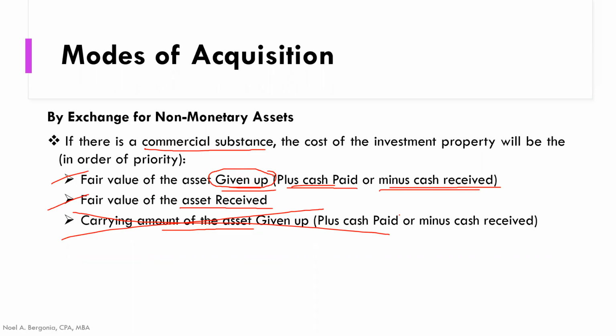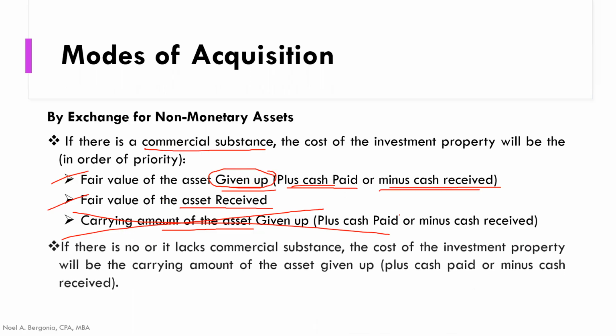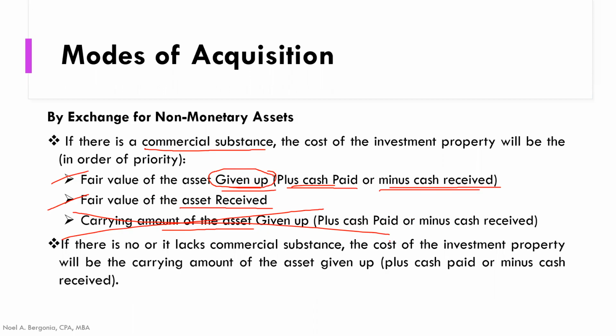On the other hand, if there is no commercial substance or the exchange lacks commercial substance, it means that our investment property shall be recognized using the carrying amount of the asset given up. That is our recognition when there is no or a lack of commercial substance, and you also need to add any cash paid or minus any cash received. I hope that is clear. You can also have shares. These are the only ones mentioned in the IAS 40 standard: non-monetary exchange, deferred credit, and purchase.